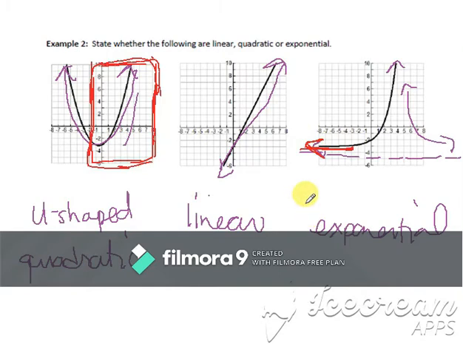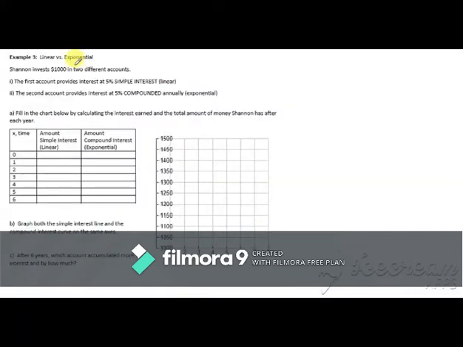And that's how we can tell. Okay, example 3, linear versus exponential. Shannon invests $1,000 in 2 different accounts. The first account provides interest at 5% simple interest, which is linear, and the second account provides interest at 5% compounded interest, so it's compounded annually, and that's exponential.